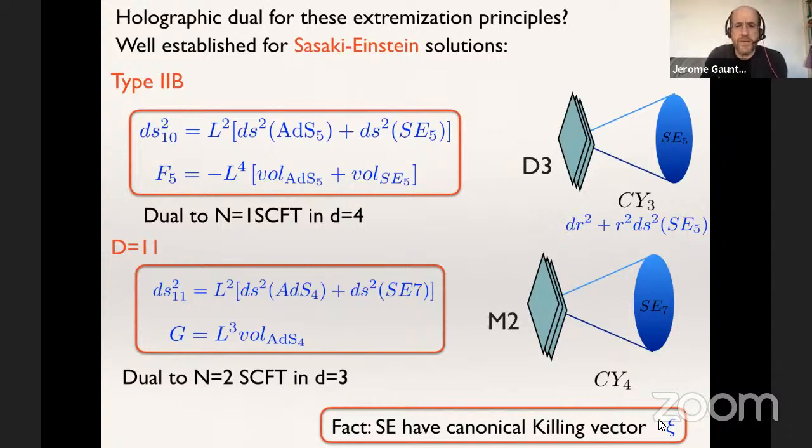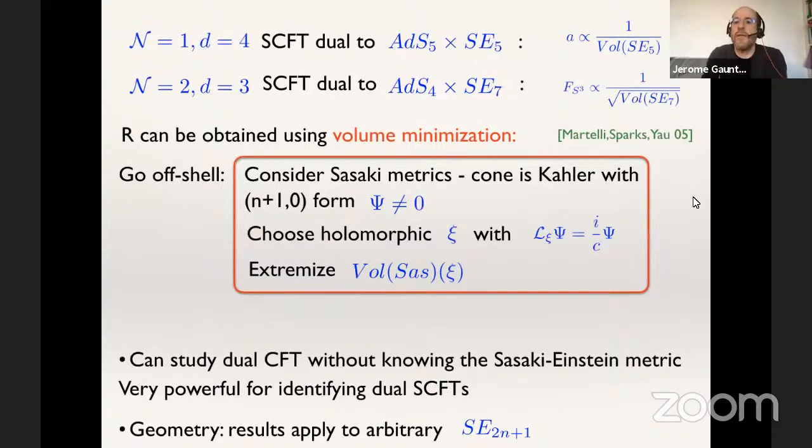But how are we going to do this extremization principle? Well, one more fact is that the a central charge in the case of N=1, D=4 is inversely proportional to the volume of the Sasaki-Einstein 5. And in the three-dimensional example, the free energy on the S3, these are the quantities that appear in the extremization principles, is inversely proportional to the square root of the volume of the Sasaki-Einstein 7. So we want some way of writing the volume as a functional of the space of trial Killing vectors.